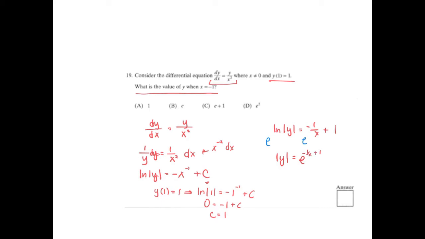And then basically they wanted me to figure out when x equals negative 1, what is y. So I'm going to go ahead. At x equals negative 1, we have absolute value of y equals e to the negative 1 over negative 1 plus 1, which is pretty much e to the 1 plus 1, which is e squared. So my answer is going to be D.